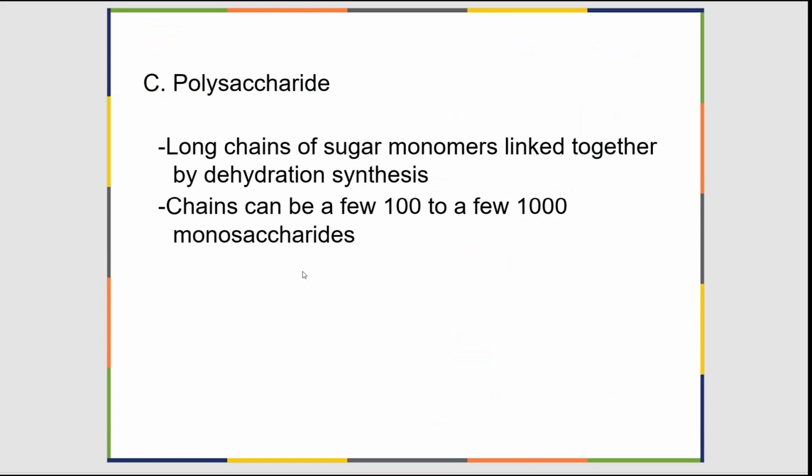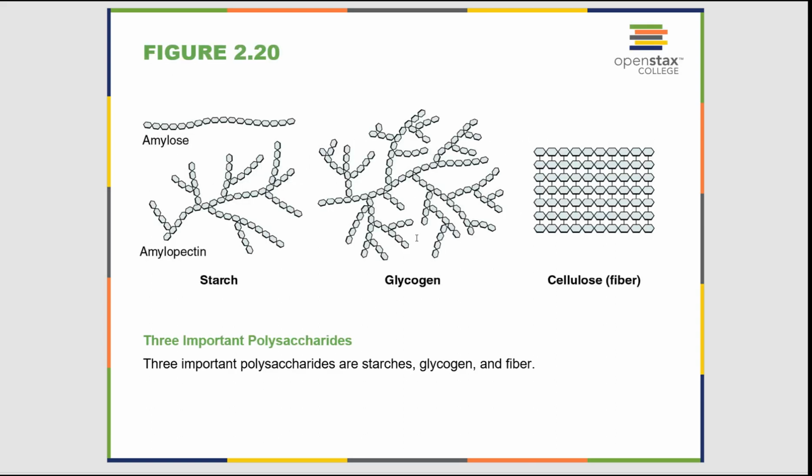Okay, polysaccharides. These are what we encounter in our life, mostly when we're talking about nutrition. Okay? Polysaccharides are long chains of sugar monomers, mono meaning one, a single sugar linked together through dehydration synthesis. Okay, so you pull out a lot of water in order to make polysaccharides. Okay, chains can be as few as 100 or up to thousands of sugars linked together, depending on the complexity of the sugar we're talking about.